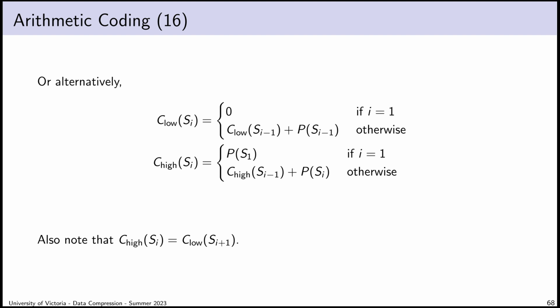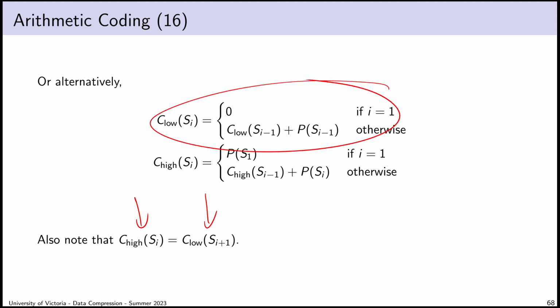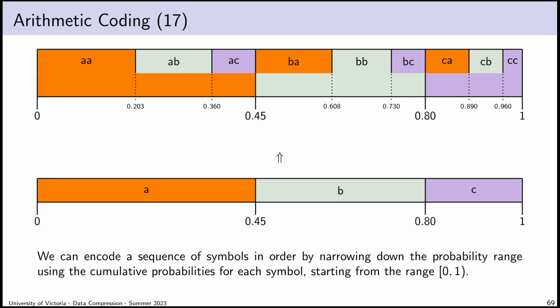And you can also observe that C high for one symbol is just C low for the next symbol. So I could just compute this and use this for everything. But I can compute these ranges in linear time in the number of symbols. So I do that. I take my set of symbols and I compute the range low and high for each symbol. And then if I want to encode a sequence of symbols, I can just narrow down the probability range starting from 0, 1 and subdivide as I go.